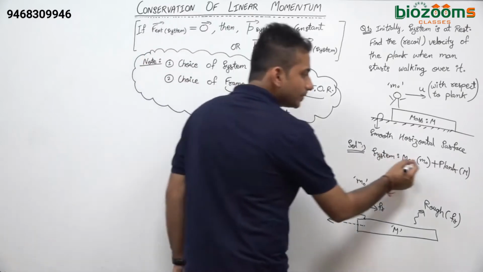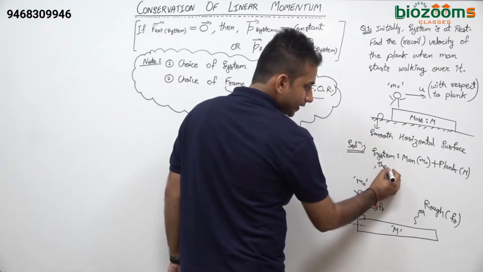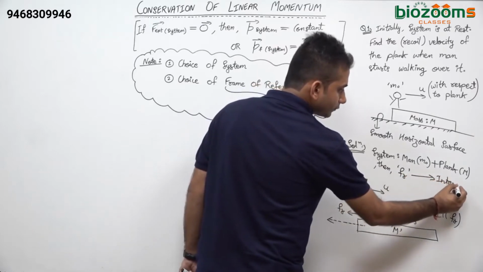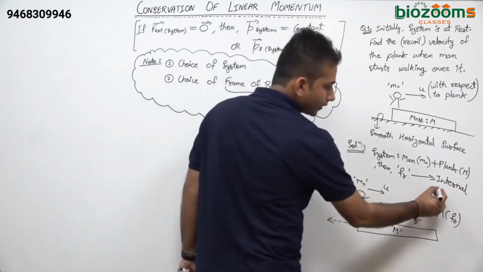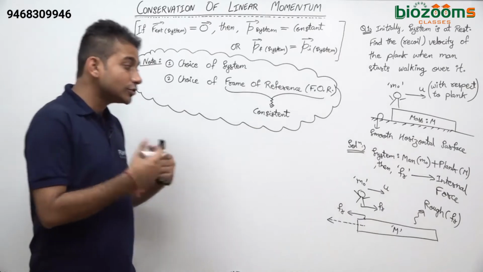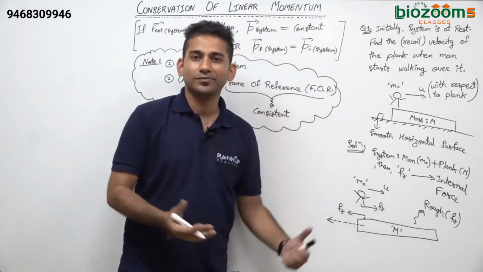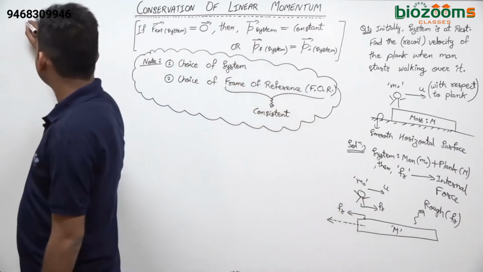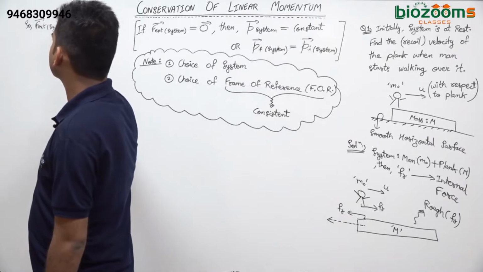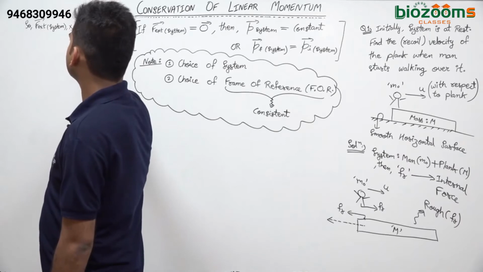if we take the man plus plank as a system, then in that case, the friction force coming into the picture will become an internal force. This will be an internal one. So what is the external force acting on the man plus plank system in the horizontal direction? There is nothing. Which means, can we say the external force acting on the man plus plank system in the horizontal direction is 0? There is no external force acting on the system.